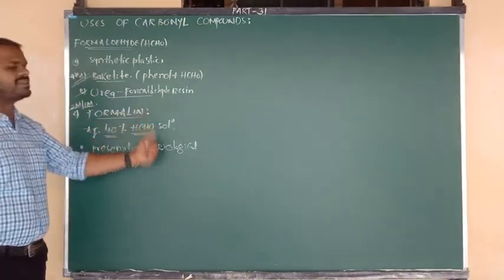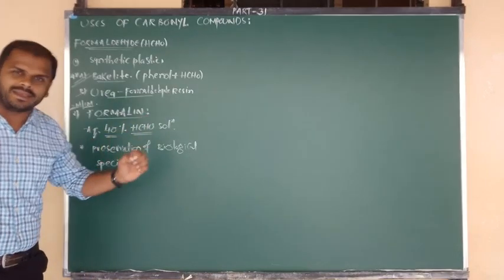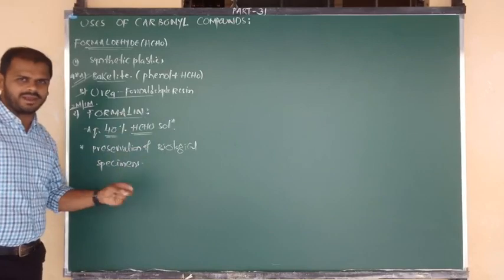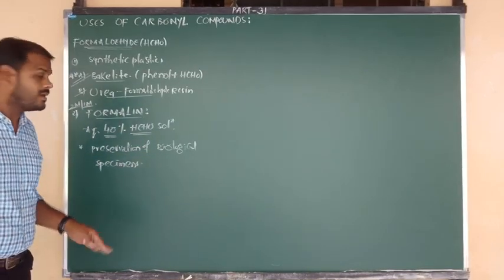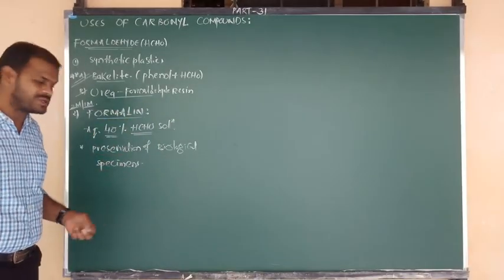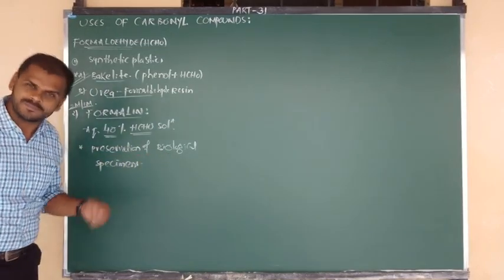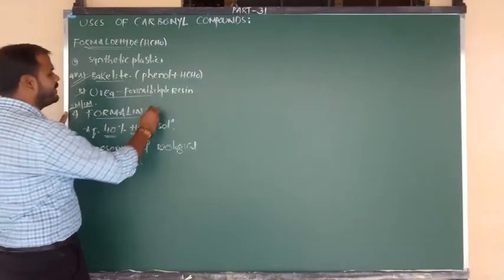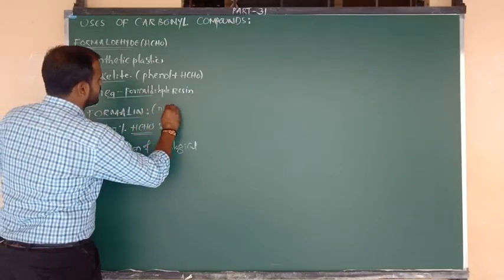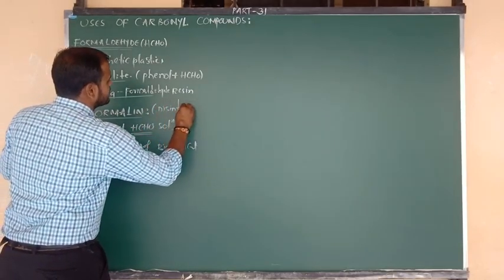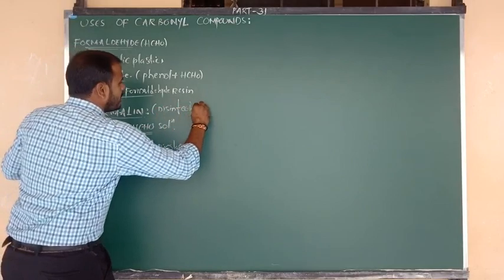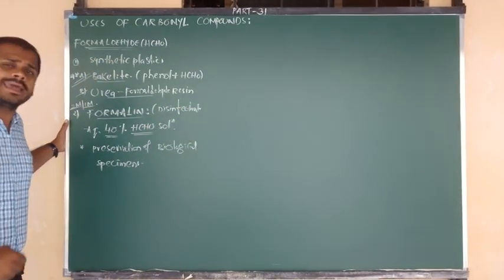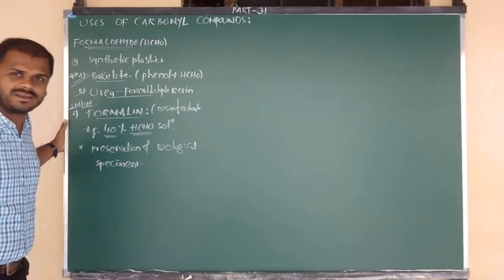The solution is nothing but formalin. So what is meant by formalin and what is the use of formalin, I have given here clearly. Sir, why are we using formalin solution? For the preservation of biological specimens. Because formalin solution has the nature of a disinfectant, meaning it controls the growth of microorganisms. It kills the microorganisms.